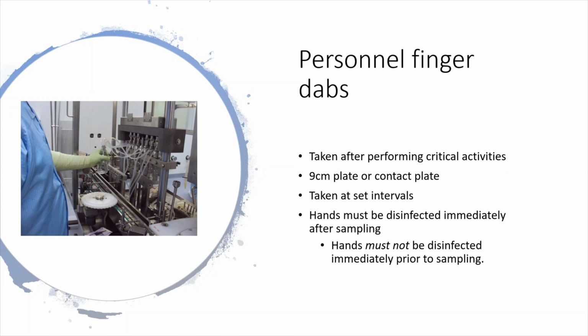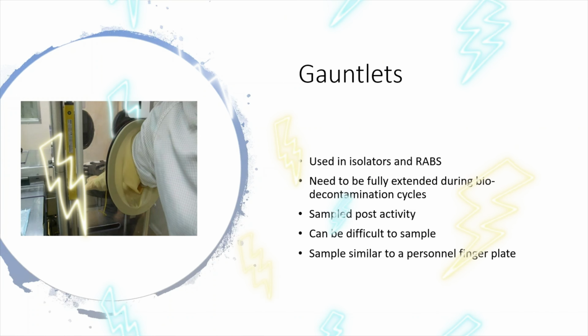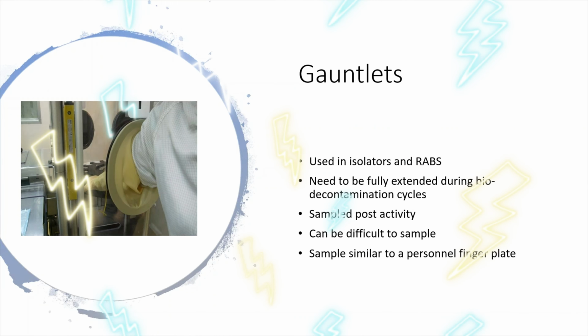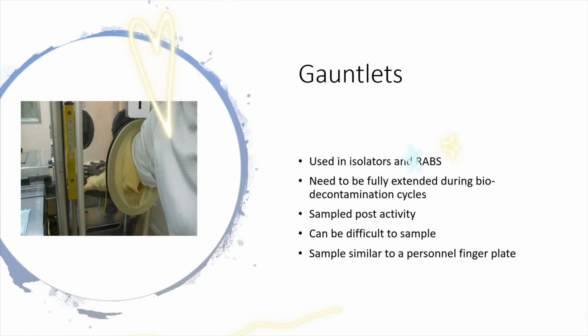The agar as well should contain a disinfectant neutralizer because there may be residues of the hand disinfectant remaining on the gloves. A related area is with the sampling of gauntlets as well. So these are the type of things that are used in isolators and RABS, and these need to be fully extended during biocide and decontamination cycles and sampled post-activity. And these can be quite awkward to sample, so honing in, developing the technique is something equally that is important.